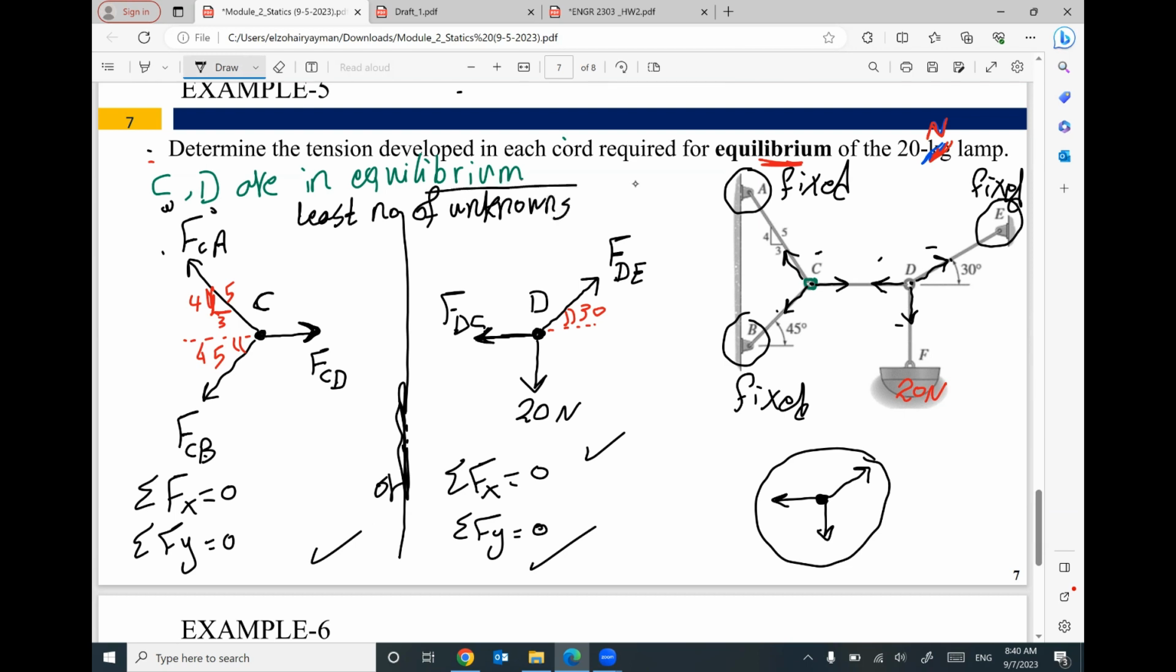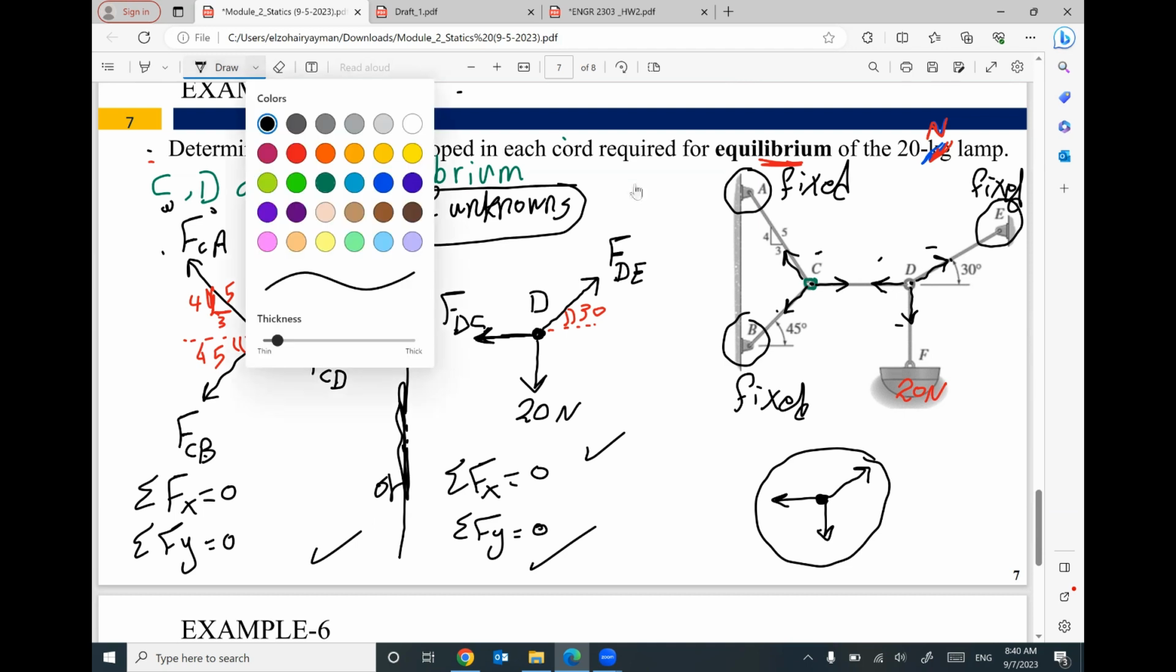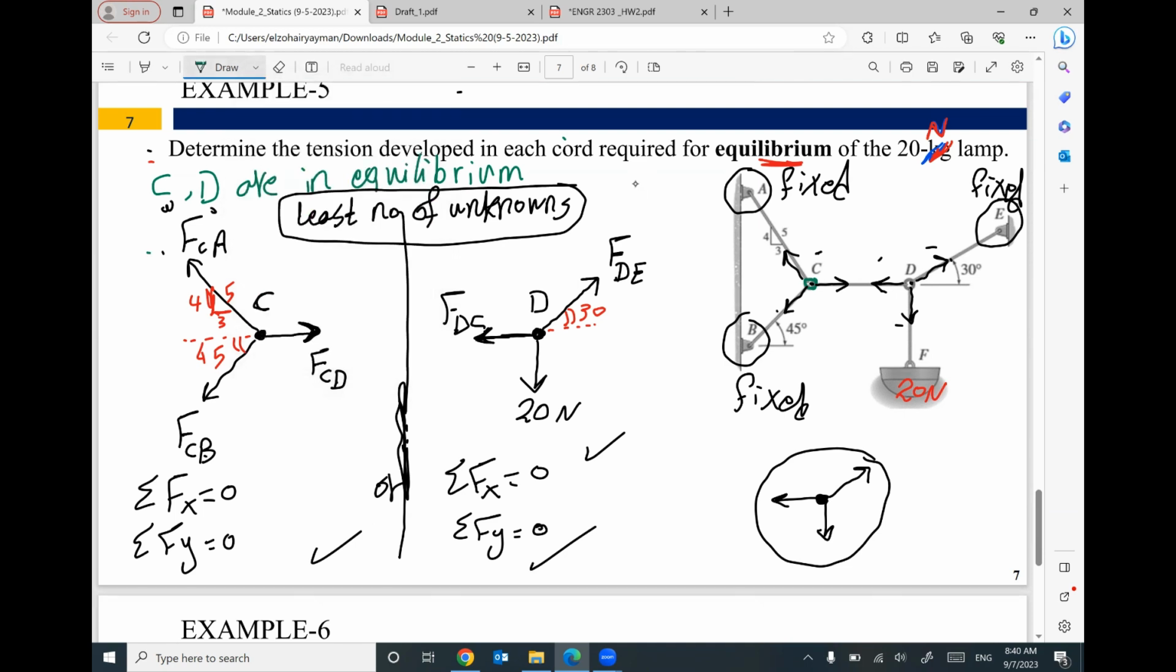Go ahead and start with the part with the least number of unknowns. If you go back here and count how many unknowns, this one is unknown. This one is unknown. This one is known, 20. So we have two unknowns. If you look here, this one is unknown, this one is unknown, this one is unknown. So it looks like we have three unknowns. So I'm going to start with point D, the point with the least number of unknowns.